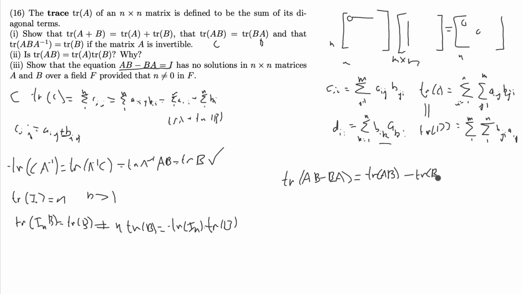And let's also recall our other result, where we assume these have size n. Then the trace of I is equal to n. So these should be equal if it was possible to solve this equation. But by our previous result, the trace of BA is equal to the trace of AB, so this side is 0. That implies 0 equals n, but we specifically assumed n does not equal 0 in the field. Therefore, we have a contradiction, so our assumption that AB minus BA equals I has any solutions is false. With that, we're done. Thank you for watching.